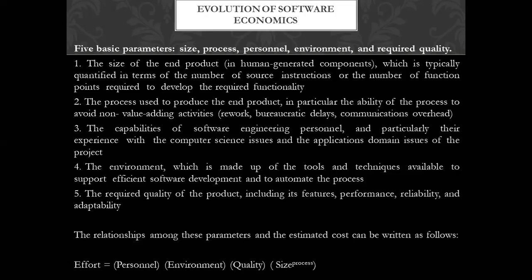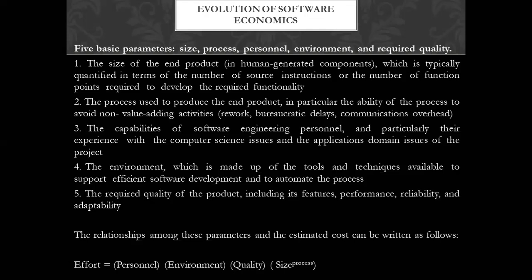Second one, the process used to produce the end product, in particular the ability of the process to avoid non-value-adding activities, rework, bureaucratic delays, and communications overhead. So the process basically that is being utilized to avoid these things, or how much quality process is being utilized.